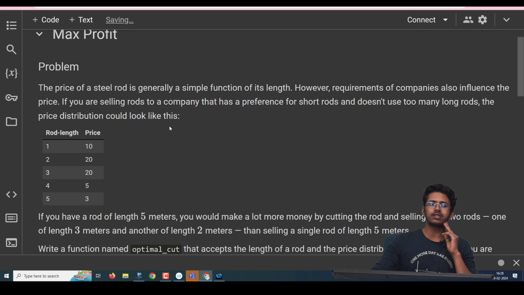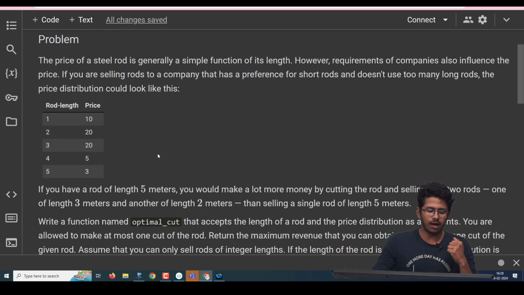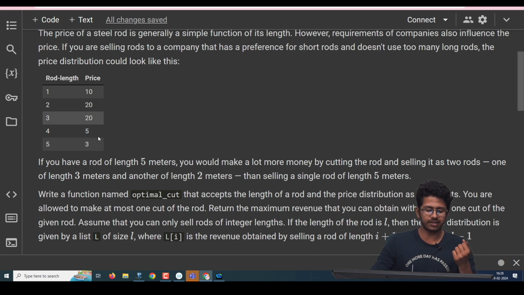So basically what is given here is a price distribution for various rod lengths. And for this particular example, if you have a rod of length 5 meters, you would make a lot more money by cutting the rod and selling it as two rods, one of length 3 meters and another of length 2 meters, than selling a single rod of length 5 meters. So it's pretty intuitive, right?